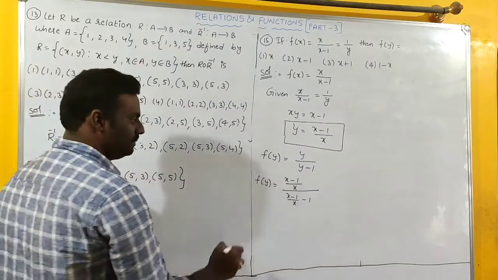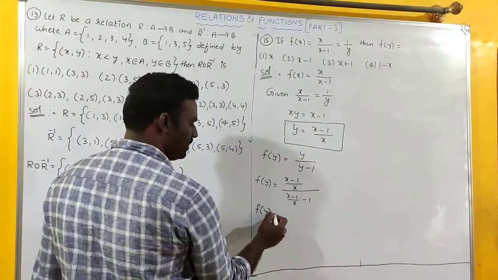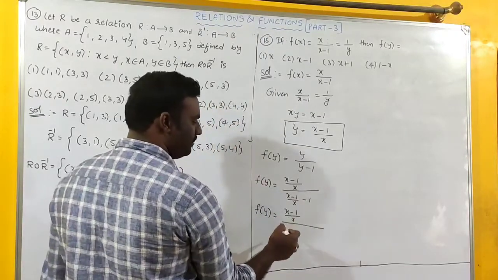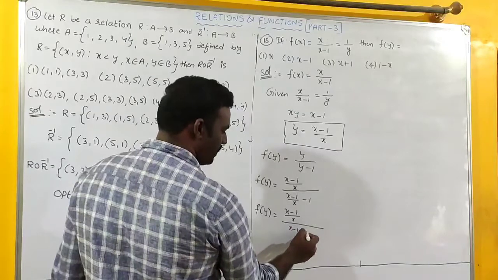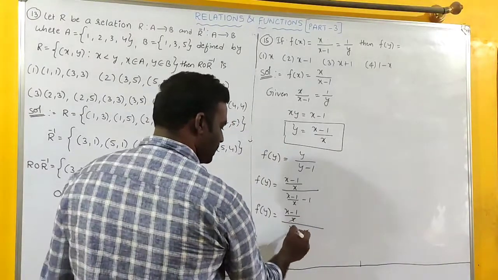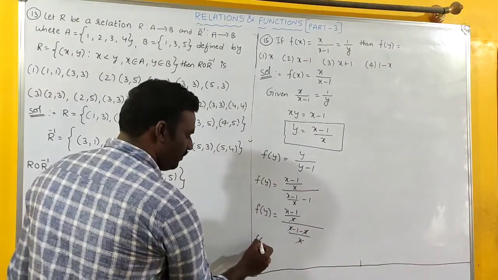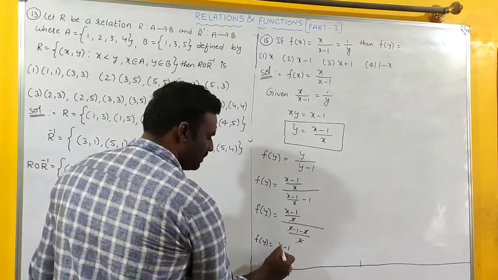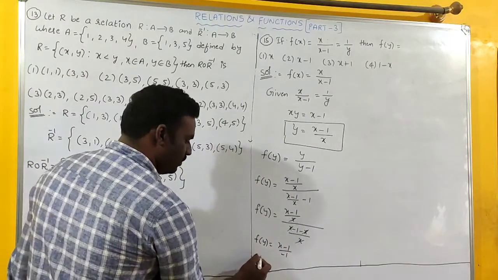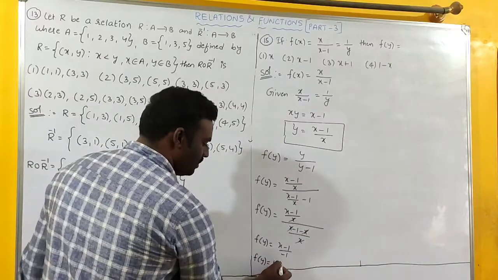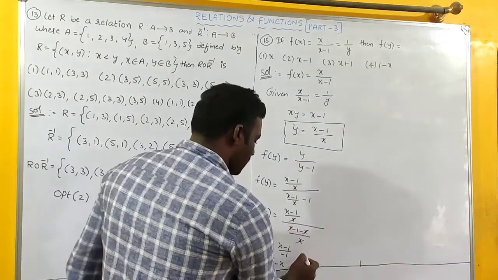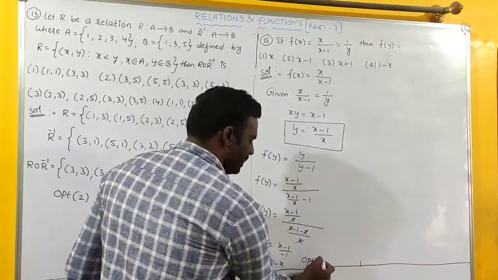Now simplify this. f of y is equal to x minus 1 by x, divided by, if you take LCM, x minus 1 minus x by x. x gets cancelled. Here also x gets cancelled. Then f of y is equal to x minus 1 by minus 1. If you multiply with minus, f of y is equal to 1 minus x. 1 minus x means which option? Option 4 is the correct answer.